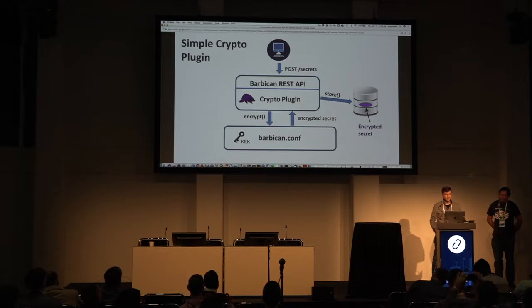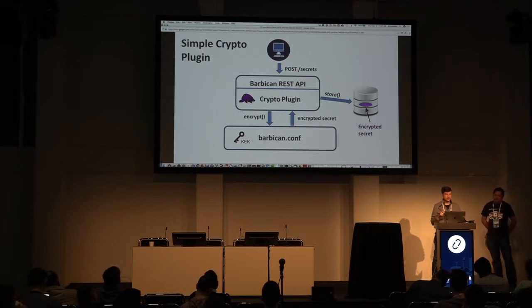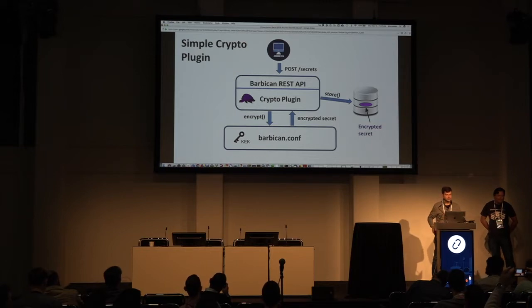In this case, we start off with the user up on top of the screen, and he sends a post to Barbican and says, here, please store my secret. So Barbican is running, and in this case, there's a key encrypting key, and that is stored in the barbican.conf file. And so you see there's just one key in this scenario. Barbican will take the secret given to it, take the key from the file, encrypt the secret, and then store the secret in the database. As you can see, that's very simple. As you can imagine, to configure it, it's just one line of key, which is that single key.